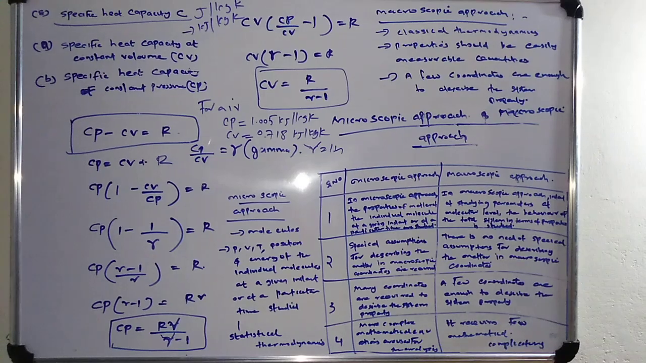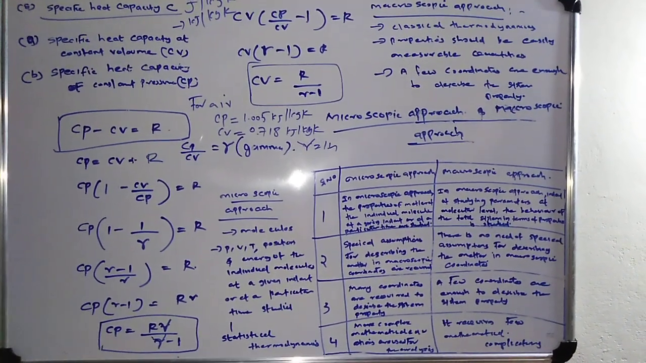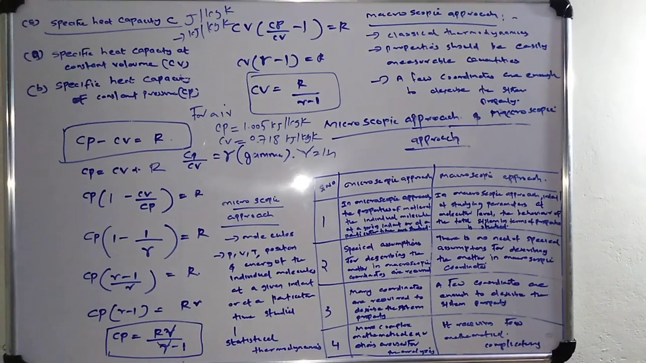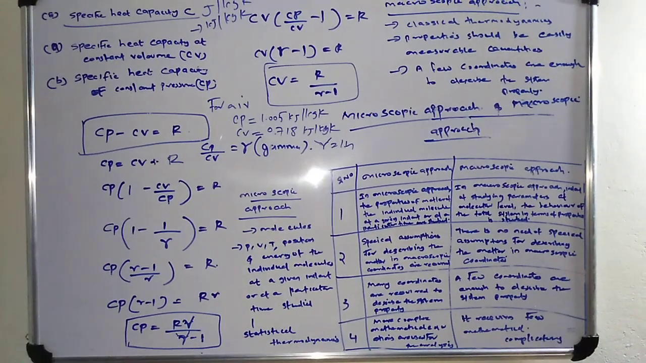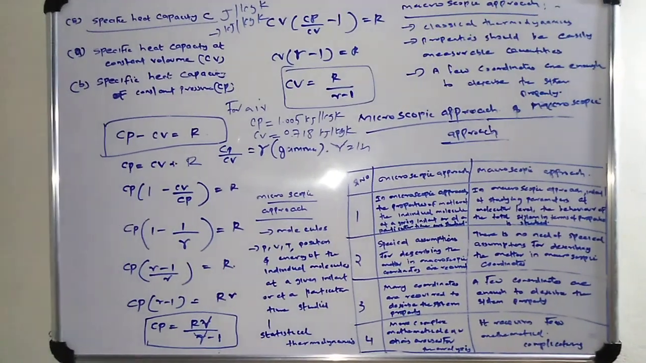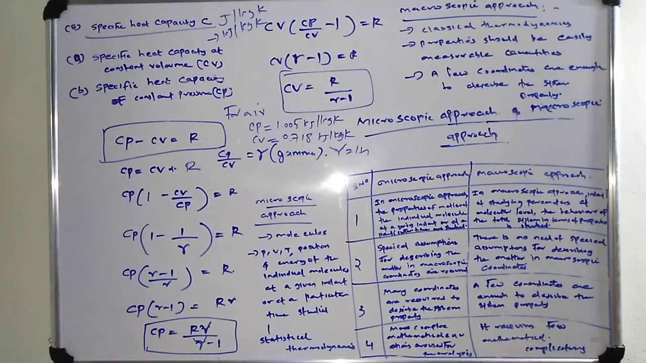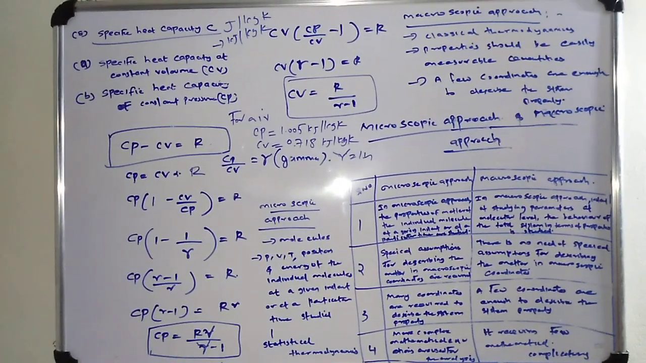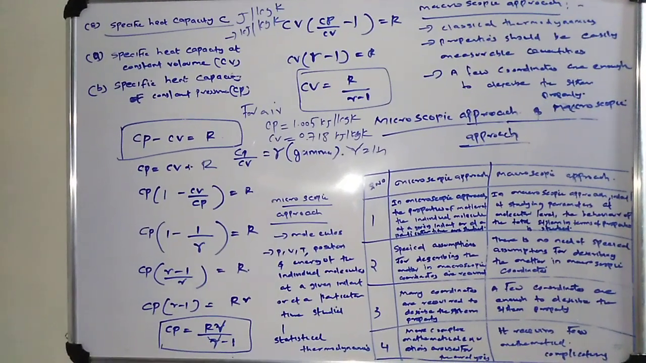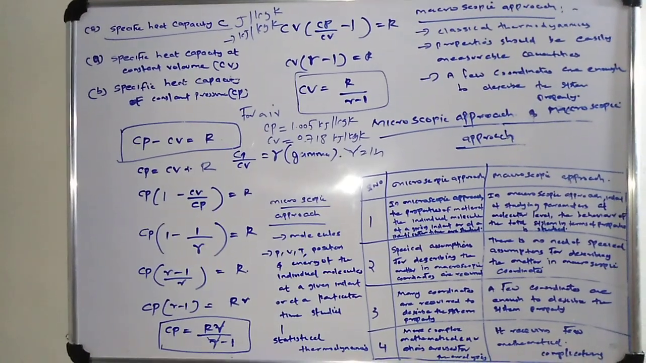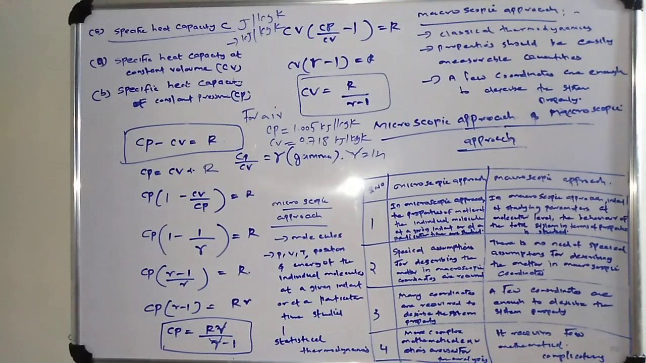Next one is the relationship between Cp and Cv. Cp by Cv is equal to gamma. It's a proper relation: Cp minus Cv is equal to R. We can take Cp outside: Cp into (1 minus Cv by Cp) is equal to R. Cp by Cv is equal to gamma, so Cv by Cp is equal to 1 by gamma. Substituting it, Cp is equal to gamma R by gamma minus 1. Then Cv, the relation becomes Cv is equal to R by gamma minus 1.